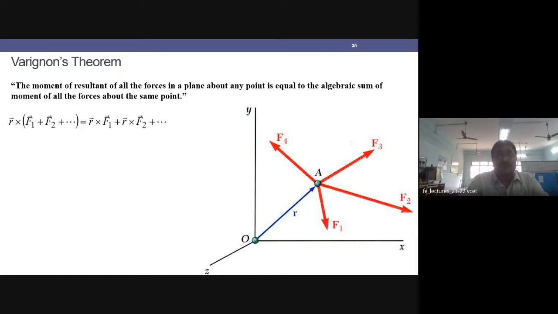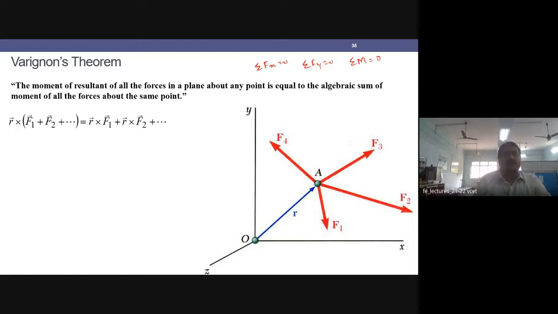Now, what does Varignon's theorem say? Right now I told you that when we are talking about parallel forces, then we have sigma Fx equal to 0, sigma Fy equal to 0, and sigma M equal to 0. But what does Varignon's theorem say? The moment of the resultant of all forces in a plane about any point is equal to the algebraic sum of the moment of forces about the same point. So sigma M, that is what Varignon's theorem says.